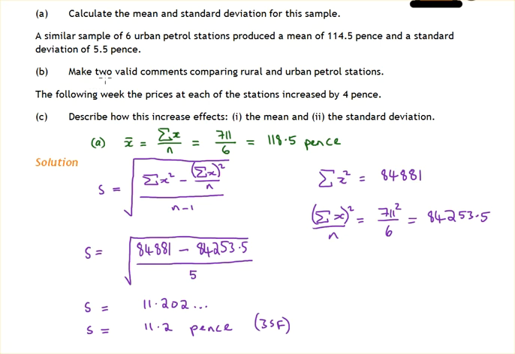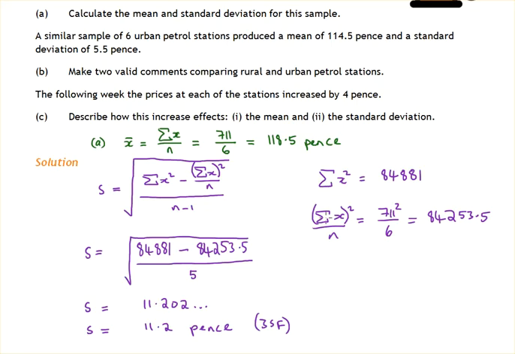So in part B we've been given a little bit more information. Similar sample of 6 urban, meaning in the city, petrol stations produced a mean of 114.5 pence and a standard deviation of 5.5 pence. So what we can see here is that on average petrol in the city is 114.5 pence, whereas the petrol out in the countryside is 118.5.